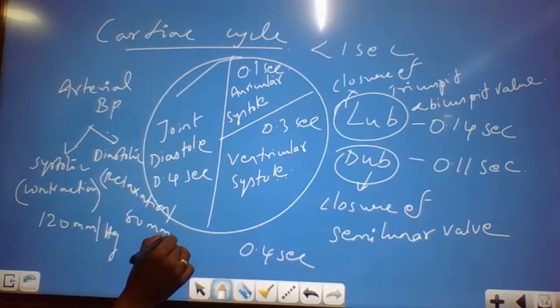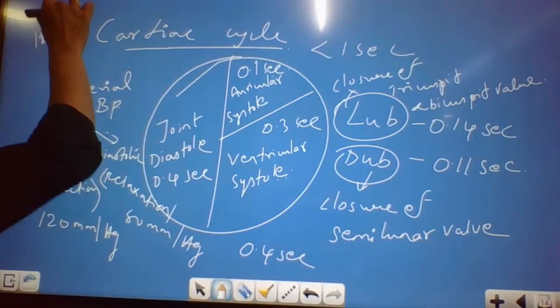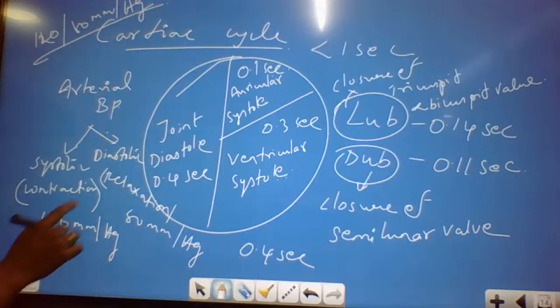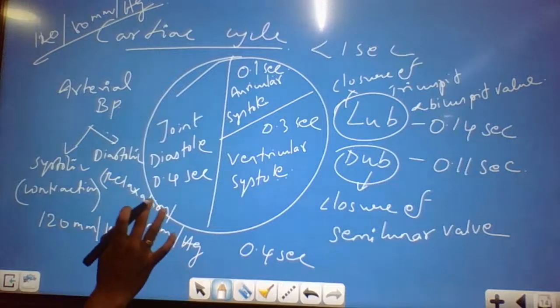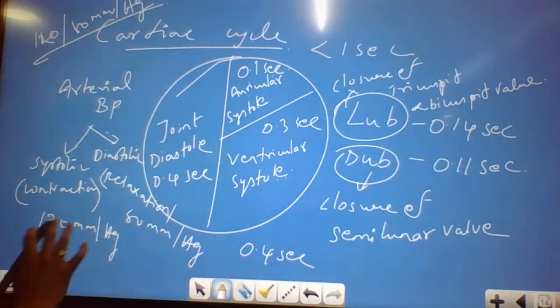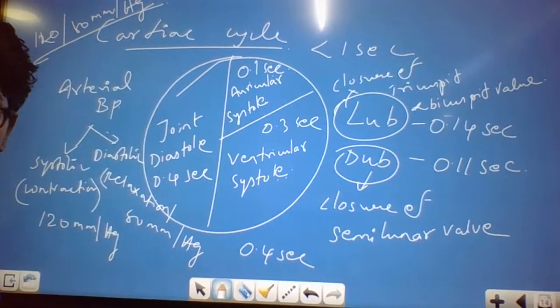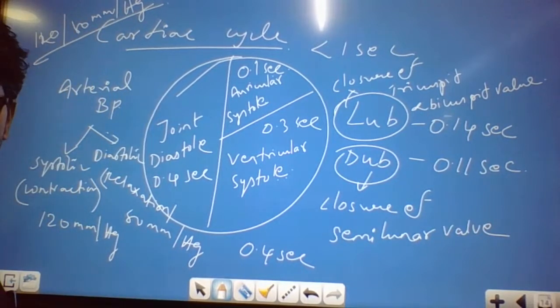So the normal blood pressure that you could see is 120 by 80 mm Hg. Systolic is 120 mm Hg, and diastolic is 80 mm Hg. The normal BP range falls between 120 and 80. This is a usual question, where they ask what the normal range is.